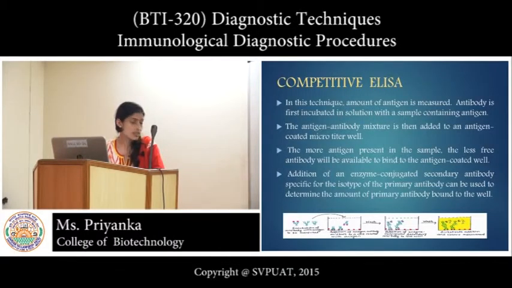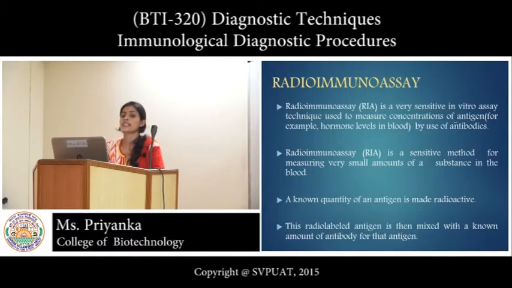So the next technique is radioimmunoassay. As in ELISA we use enzyme and substrate reactions, in radioimmunoassay we use radio-labeled antigens or antibodies for measurement of antigen or antibody concentration. It is a very sensitive technique. It measures concentrations of antigens, for example, hormones in blood. It measures a very low amount of antigens, meaning it is a very sensitive technique, and measures a very small quantity of antigens in the sample.